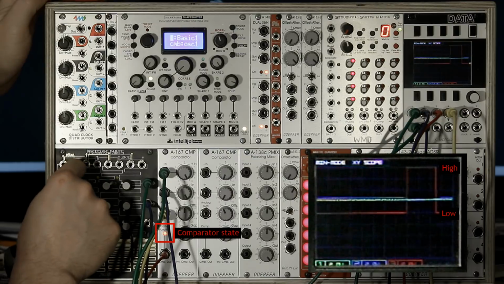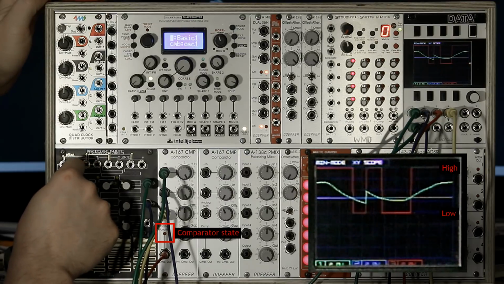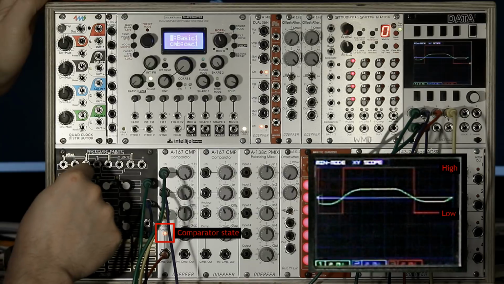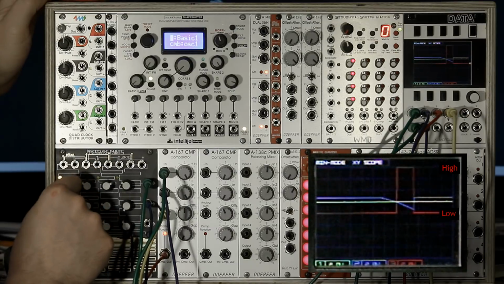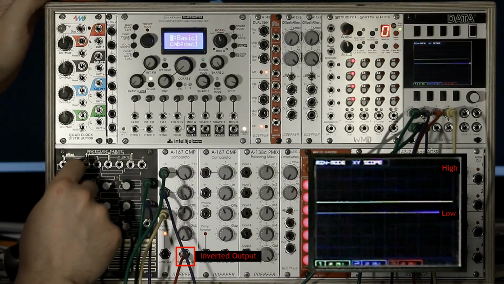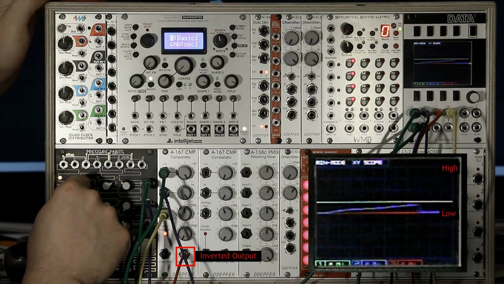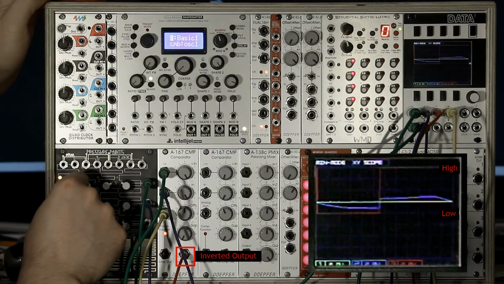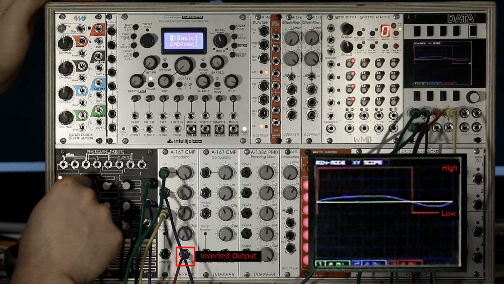Let's move the green channel a bit. Whenever the first voltage is higher than the second voltage, the comparator output will be high, and otherwise it will be low. There is also an inverted comparator output, which outputs the opposite results.